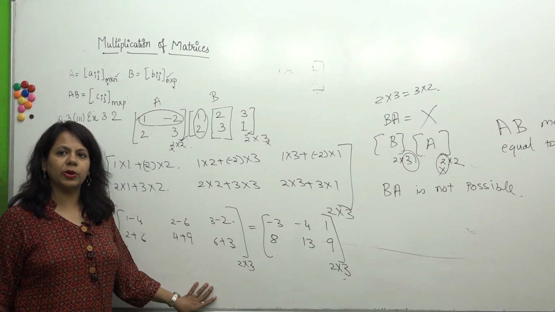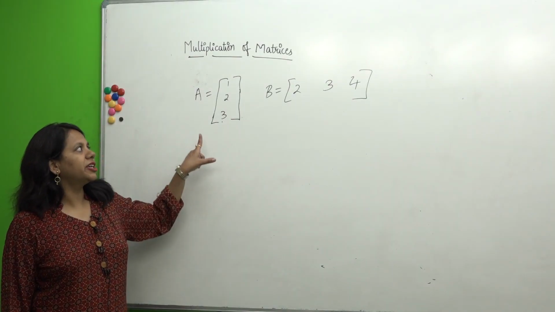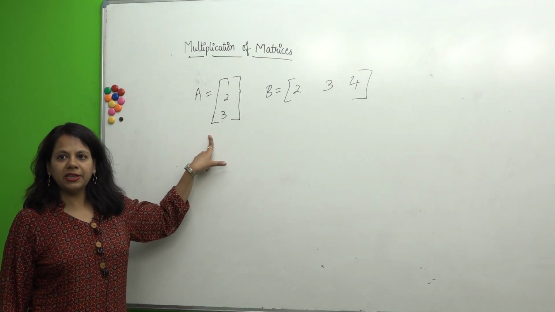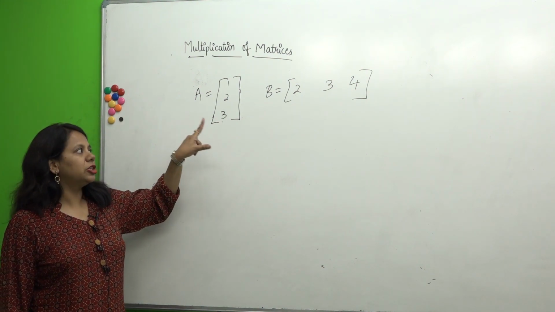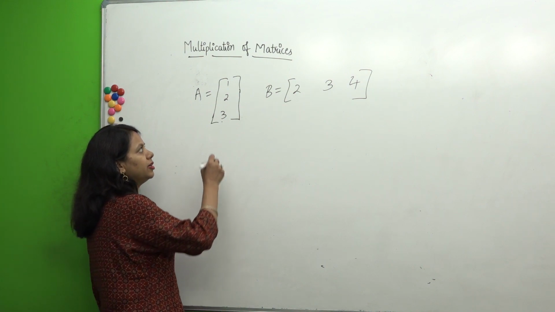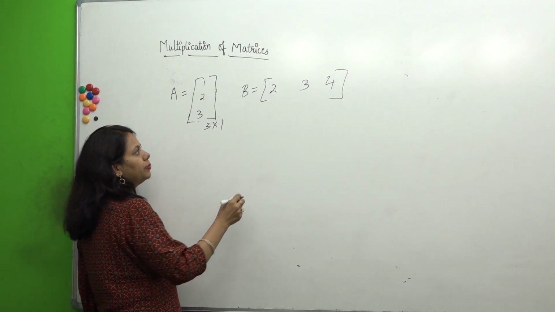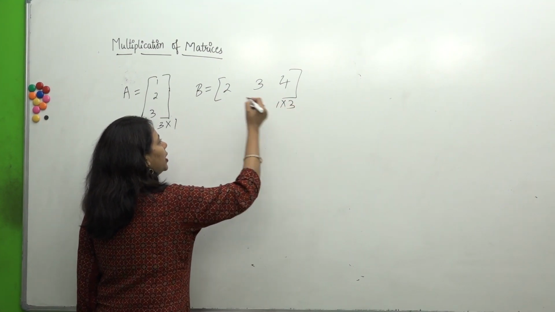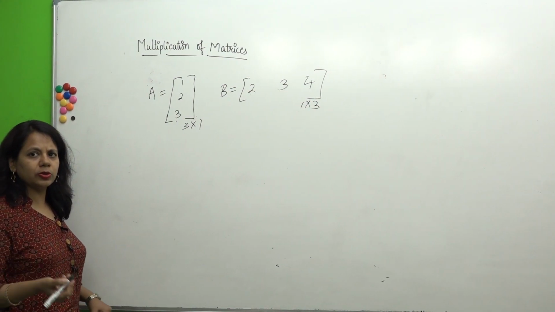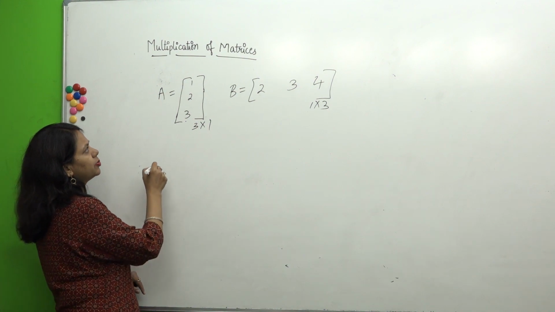We'll take up another question. So now we take up another question on matrix multiplication. Okay, we need to perform AB over here. If you see the order of this matrix, this is what? 3 into 1 matrix, and this is what? A 1 into 3 matrix. So let us perform matrix multiplication.